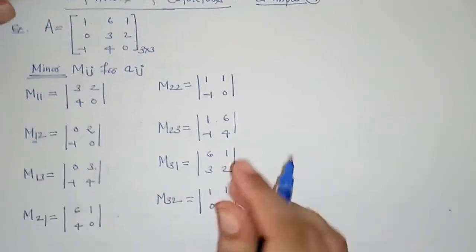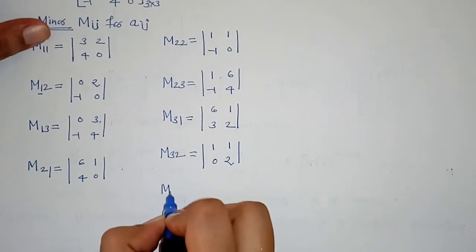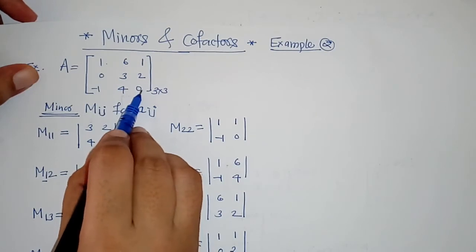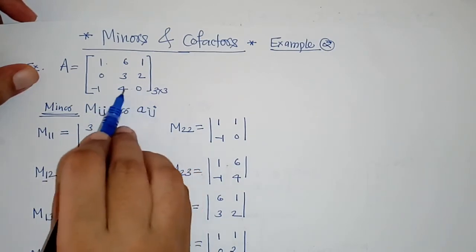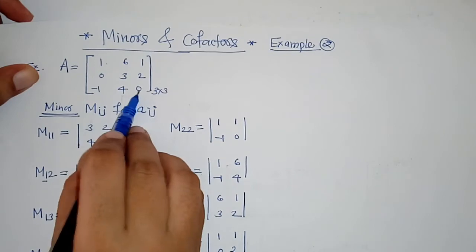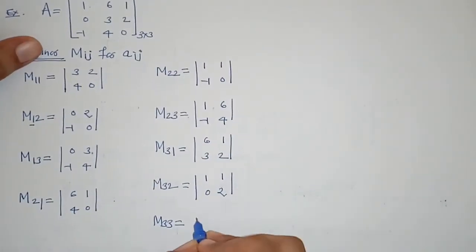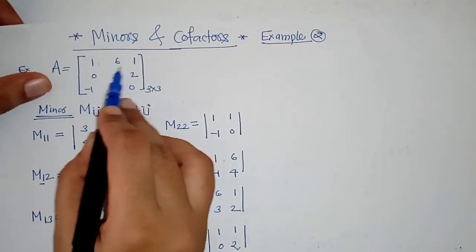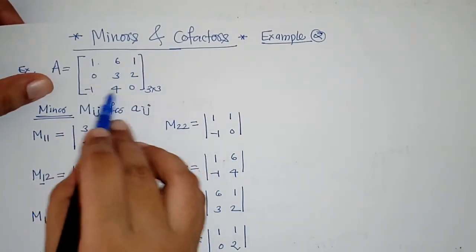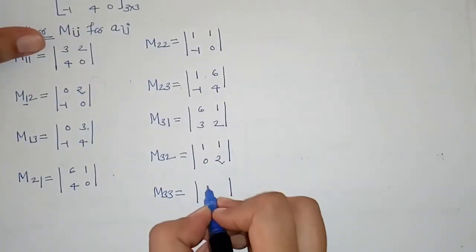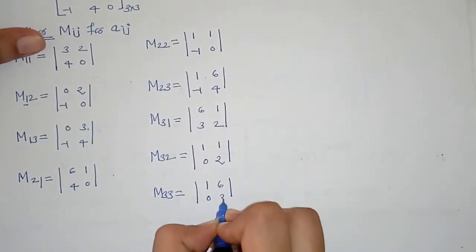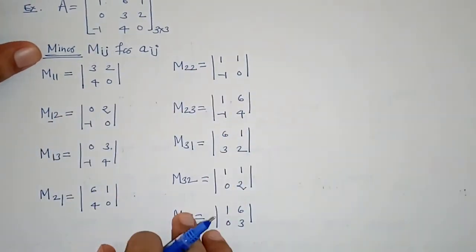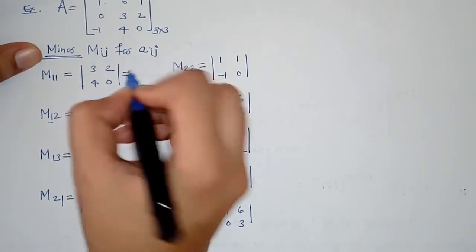1 1 0 2. Next we have the minor for a33, that means this element. We have to exclude the third row and third column. The remaining elements are 1 6 0 3. We have to write them in a determinant. So we have written all minors in determinant form, and now we have to simplify them.